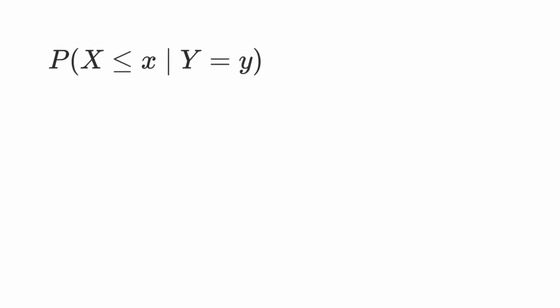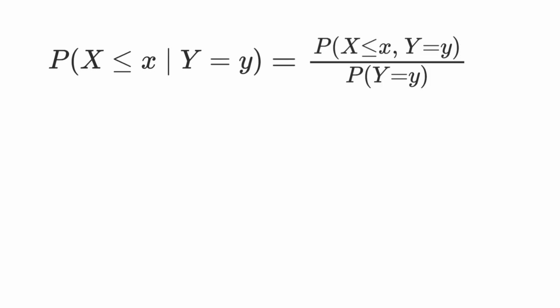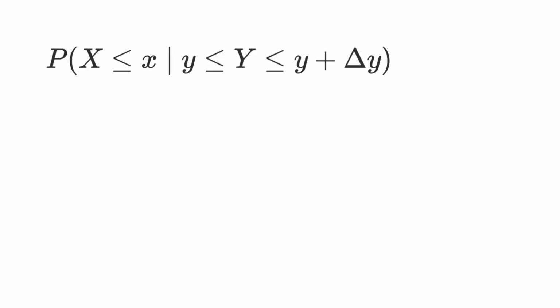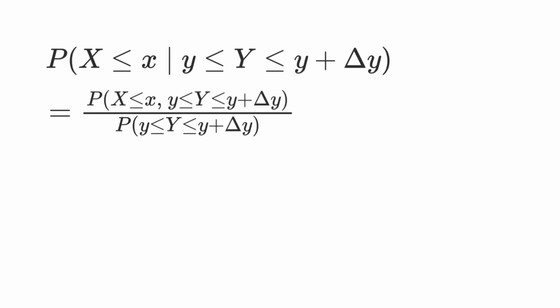To derive the formula for conditional densities, let's start again by considering the event that x is less than or equal to little x, given that y is equal to little y. Of course, what we would like to say is that this is equal to the probability of the intersection divided by the probability that y equals little y. But this definition doesn't make any sense because the probability in the denominator is equal to 0. Instead, we'll condition on the event that y is in the interval between little y and little y plus some small delta y. Since the event being conditioned on here has positive probability, we can use our usual definition to write this as a ratio of probabilities.